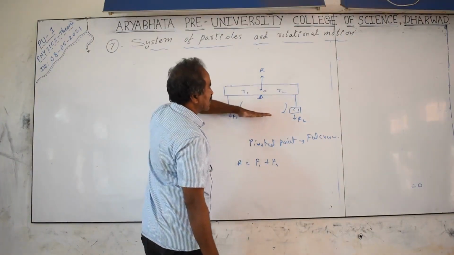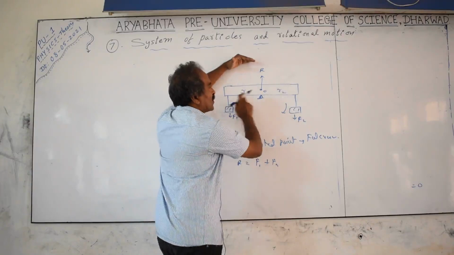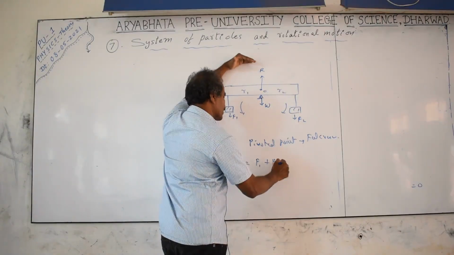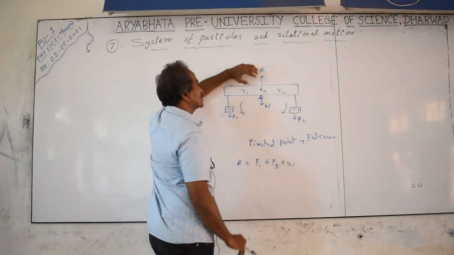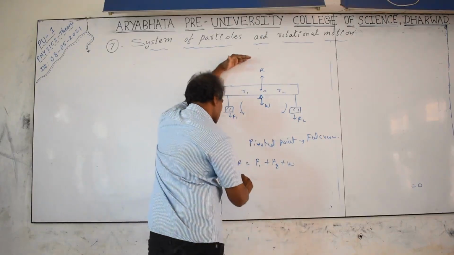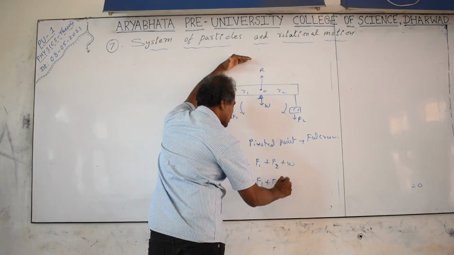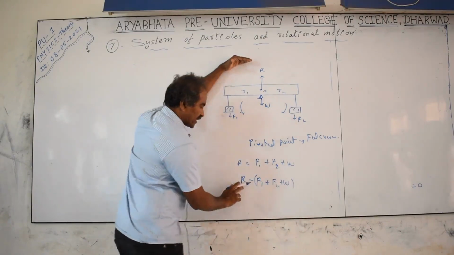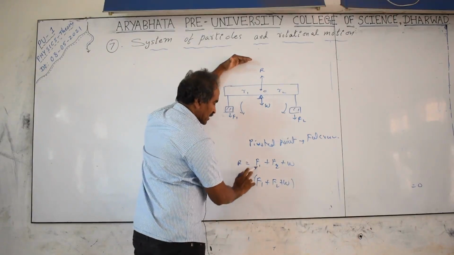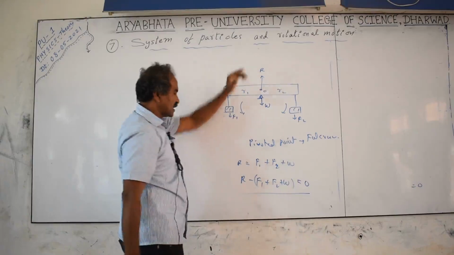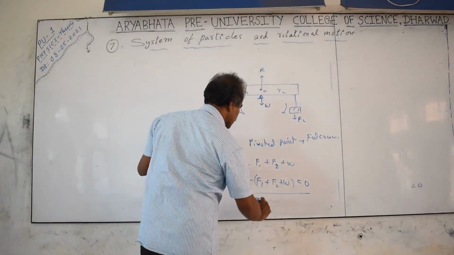Weight acting downwards is the action, the upward force is the reaction. But if the rod has weight, we can consider that also acting downwards, W. Then plus W. The total force acting downwards is equal to the total force acting upwards. Or we can write this as R minus F1 minus F2 minus W equals 0. This indicates that the net force is equal to 0.